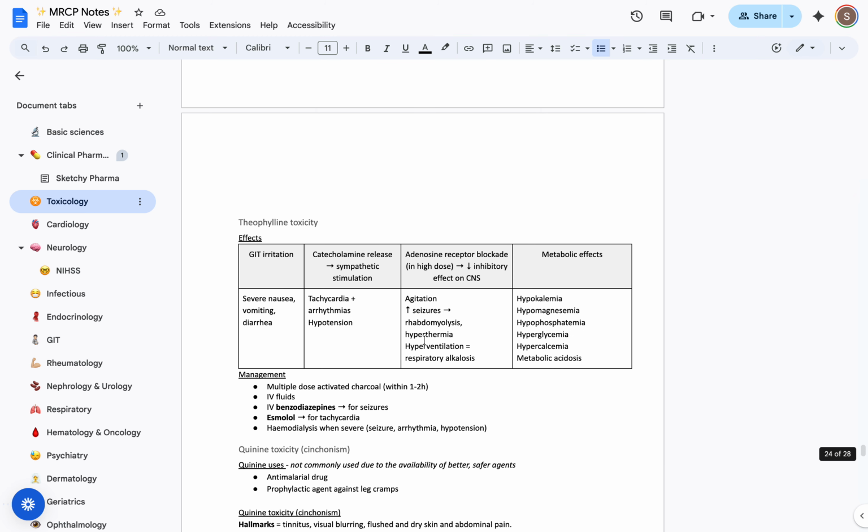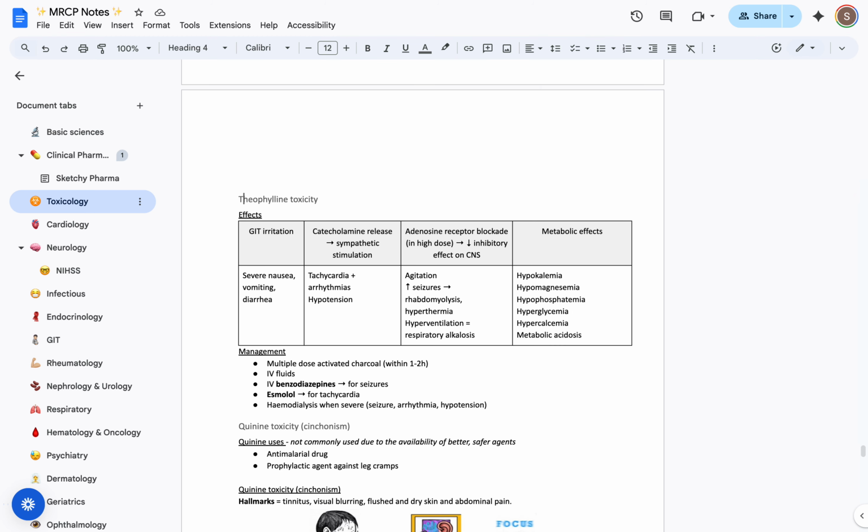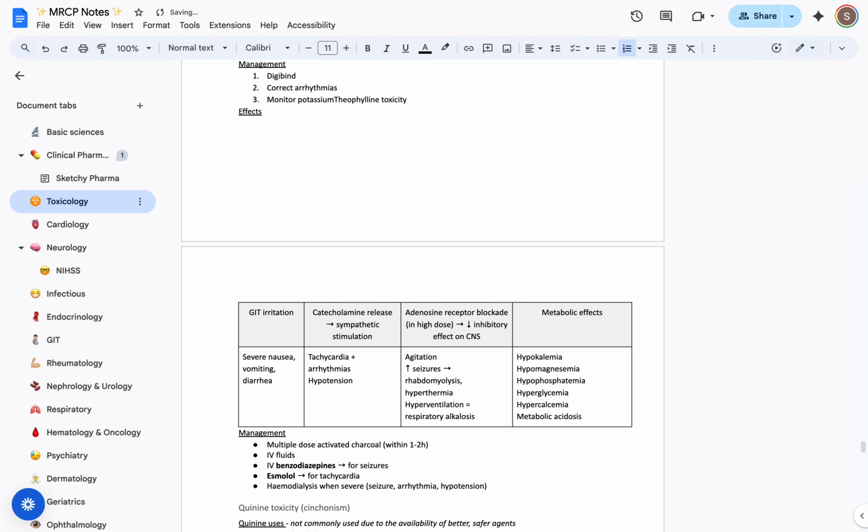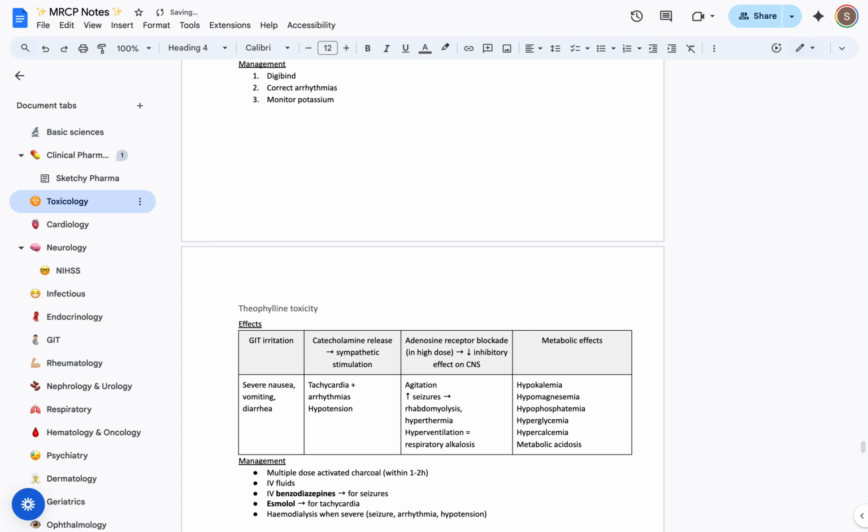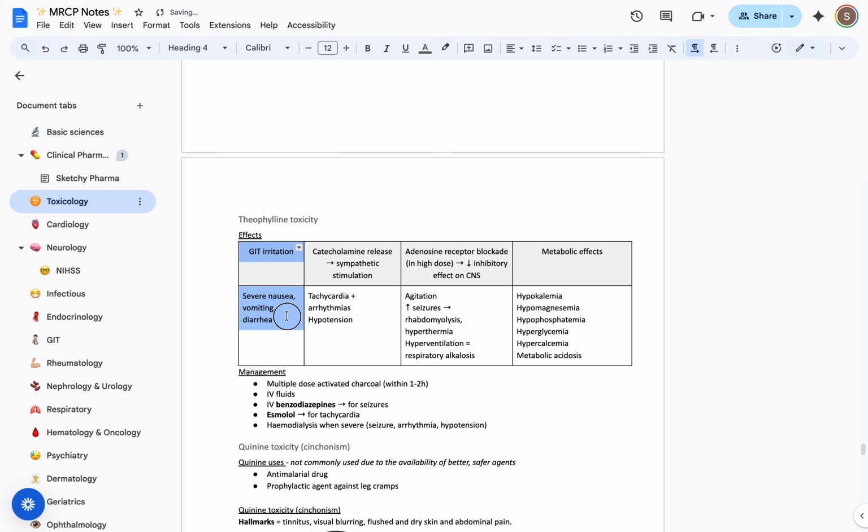Okay, next is theophylline toxicity. Theophylline will cause GIT irritation, and then it will lead to catecholamine release, so there's sympathetic stimulation, so there will be tachycardia, arrhythmia, hypotension, and then it will also block adenosine receptors in high dose, and it will decrease the inhibitory effect of adenosine on the CNS, so it will lead to CNS stimulation, so agitation, seizures, rhabdomyolysis, hyperthermia, hyperventilation.